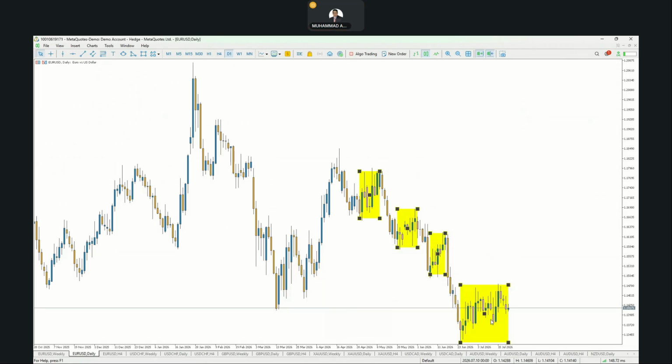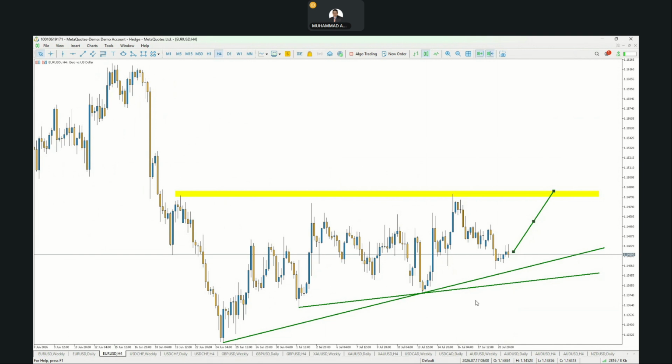Let me try to duplicate this thing here, like the way we got over here at the left hand side. So we might get actually a bottom in euro dollar currency pair and this market could fire up. 4 hours shows a somewhat bullish trend over here as well.